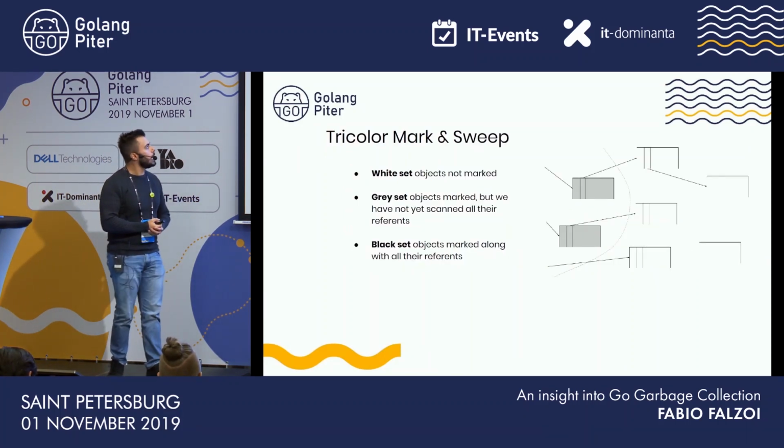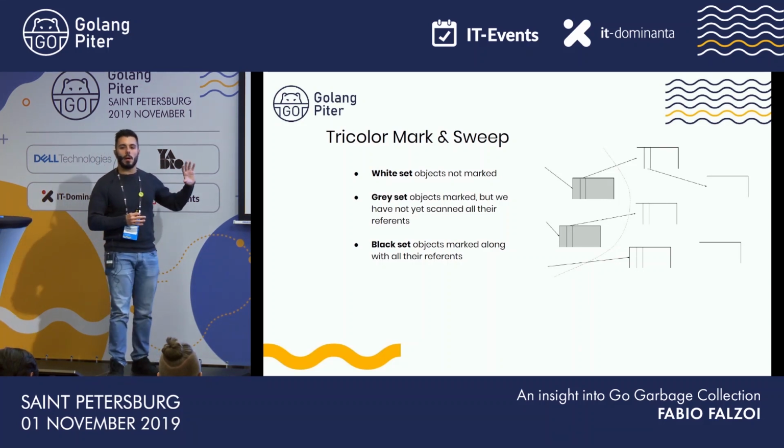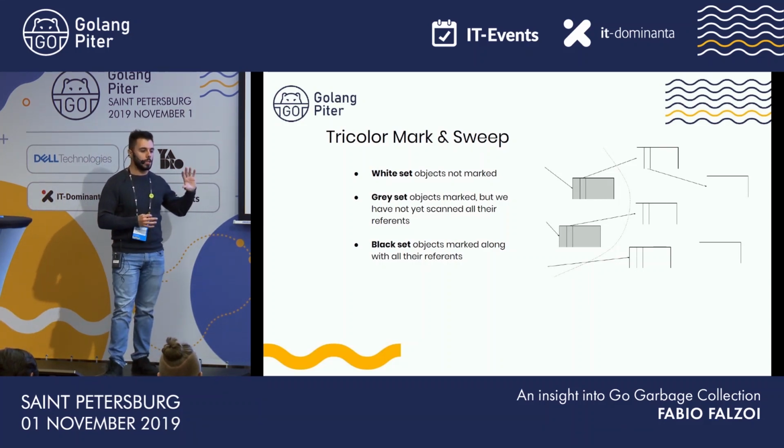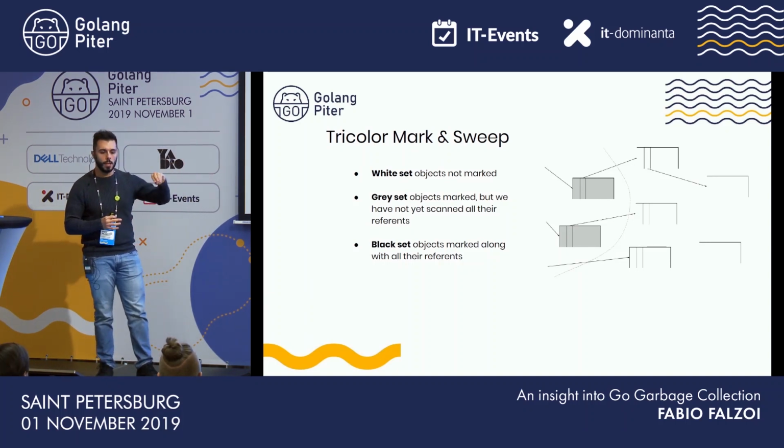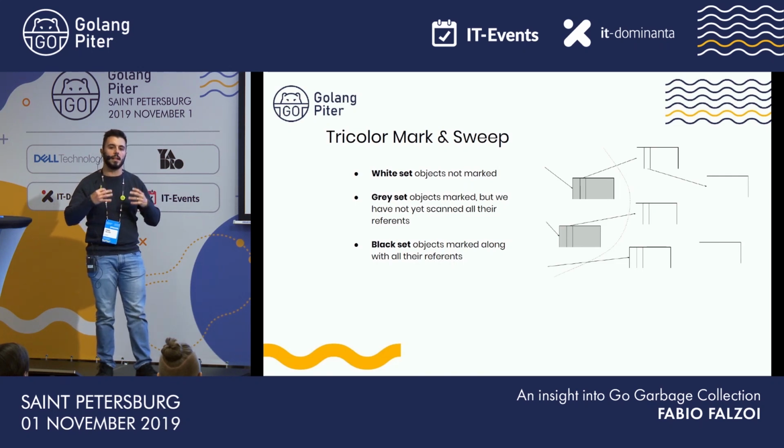Simple as that. A nice way to reason about the mark and sweep algorithm is to use the tricolor abstraction. The tricolor abstraction is a way to color the objects during the marking phase to understand their status.